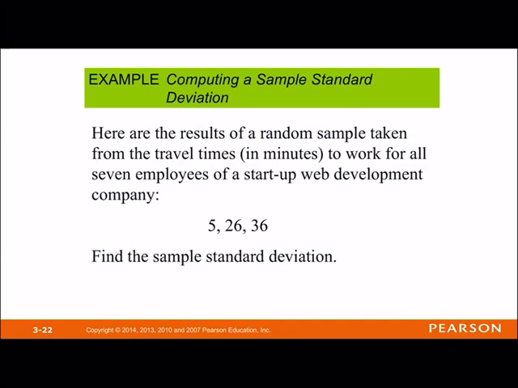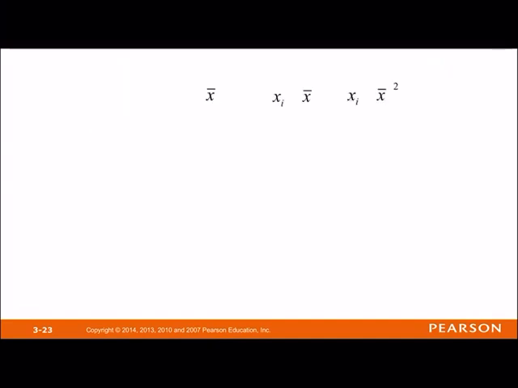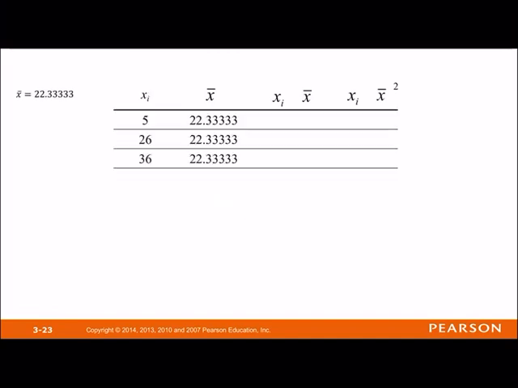So here are the results of a random sample taken for travel time in minutes to work for all 7 employees of the startup company. And again, all I did from those 7 that we keep talking about, I just pulled 3 randomly. So we want to find the sample standard deviation. Okay. So again, you have this chart. We want to fill it in. I'm going to have to fill some stuff in here.